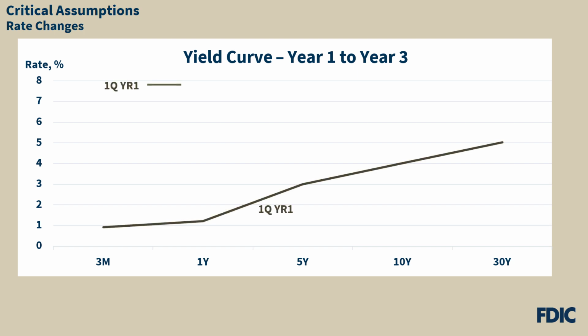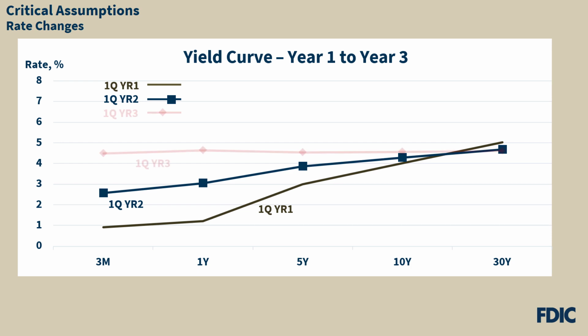The solid brown line depicts a yield curve in the first quarter of year 1. When rates rose in years 2 and 3, they rose much more dramatically for the shorter maturities than longer-term maturities. In fact, rates remained relatively unchanged for the 20 and 30-year maturities. In other words, the yield curve shift was not parallel.